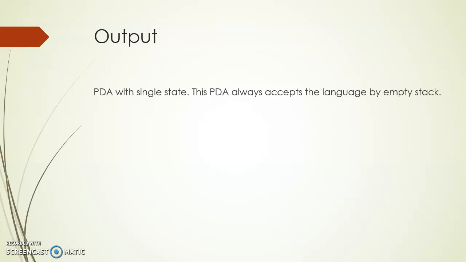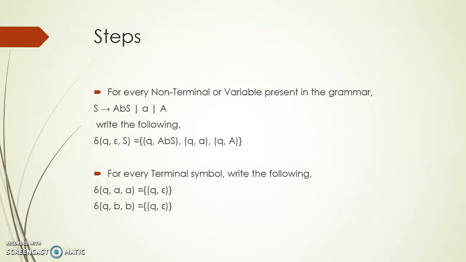We know that there are two types of PDA. One PDA accepts a given language by reaching the accepting state, and the other accepts the given string or language by emptying the stack. By default, the PDA that is constructed by this method accepts the language by empty stack. So here there are only two steps.